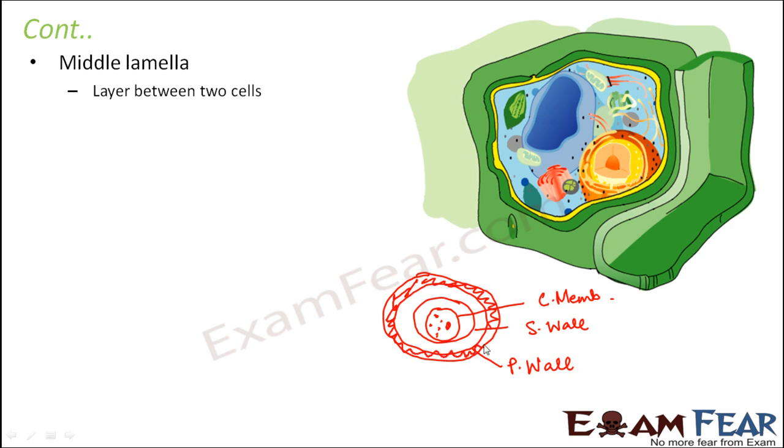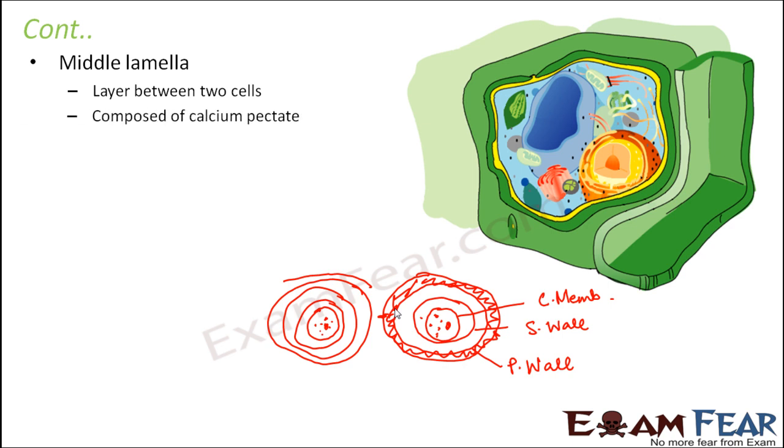So what will the middle lamella do? It is a layer between two cells, because just beside this cell there will be another cell. That other cell will also have a plasma membrane, a secondary cell wall, a primary cell wall. So this cell will also have all these things. Basically this middle lamella will separate these two cells. Here I did not draw it properly, so there is a gap, but otherwise this layer is going to separate, or it is a layer between, the two cells.